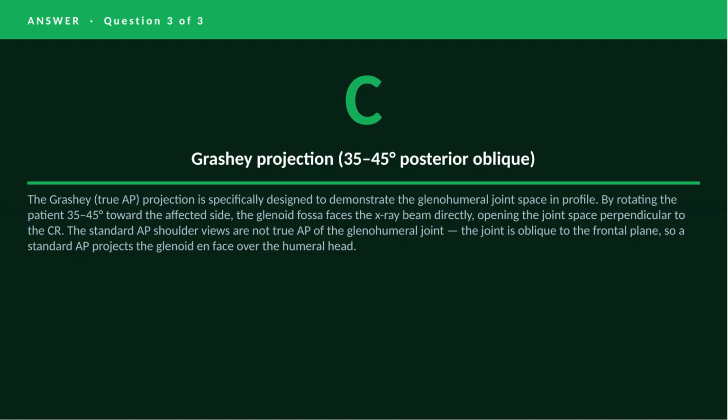The answer is C, the Grashey projection, 35 to 45 degree posterior oblique. The glenohumeral joint is oblique to the frontal plane. The standard AP view projects the glenoid end face over the humeral head. The joint space appears closed. Rotating the patient 35 to 45 degrees aligns the glenoid face perpendicular to the CR, opening the true joint space.